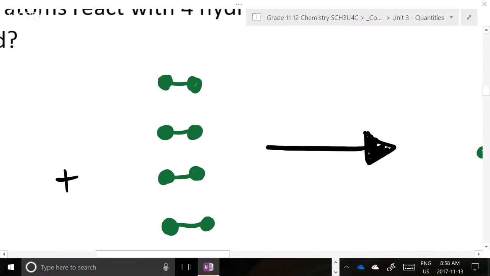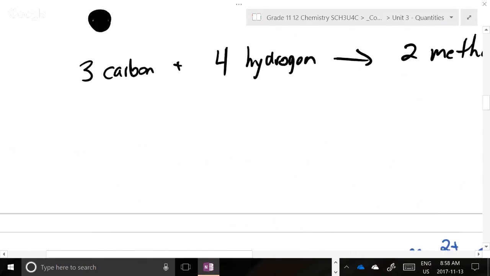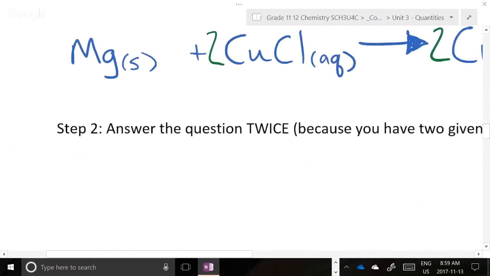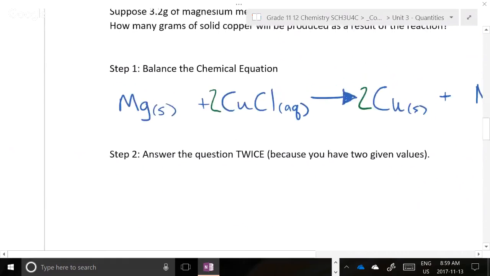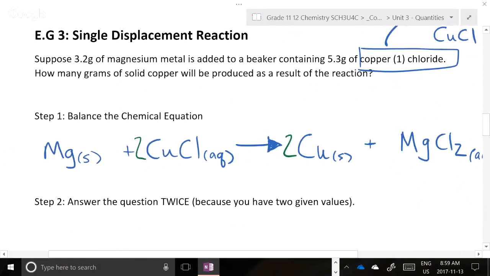Does that make sense? So what we're going to do on this next page is the same thing we just did there, only it's a little more complicated. We're going to say, okay, how much copper can I make with 3.2 grams of magnesium? We'll work it out. We'll get an answer. Then we'll say, okay, how much copper can I make if I start with 5.3 grams of copper chloride? And we'll work it out, and we'll get an answer. We're going to have 2 answers.